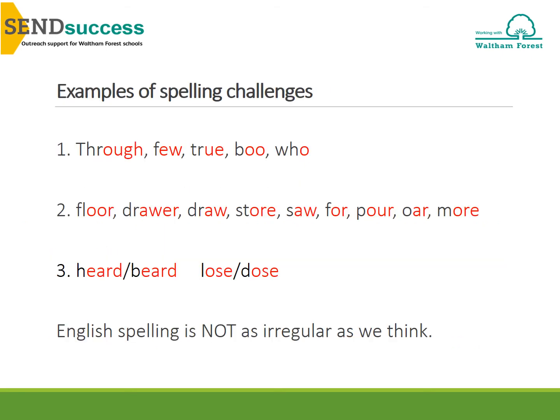So we've got a few examples here to illustrate that point. One phoneme, one sound, has a number of graphemes in the language that represent that sound. For example, the sound oo in number 1 can be spelt very differently in different words. So for example, through, few, true, boo, who. And in the second example, you have the phoneme, the sound or, and you can see the huge number of variations in the graphemes that represent that sound. So you've got floor, draw, store, saw, for, paw, or, and more.